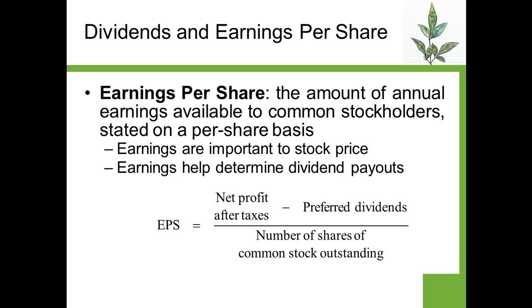So what are earnings per share? EPS is net profit after taxes. It means that first we pay taxes in the income statement, then we pay preferred dividends to the preferred shareholders, and then we divide the remaining income by the number of common stock shares outstanding. So this is the formula for the calculation of earnings per share.